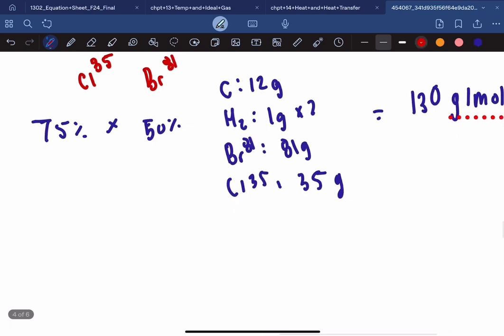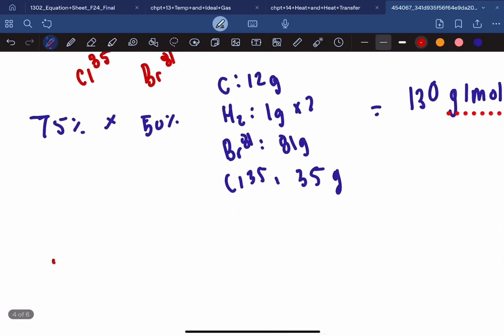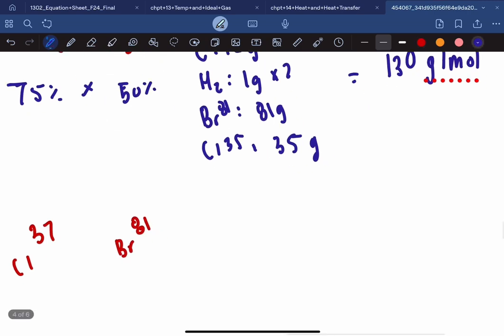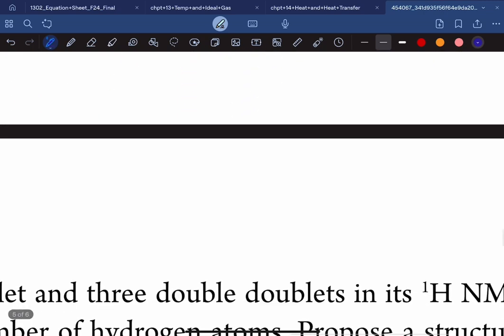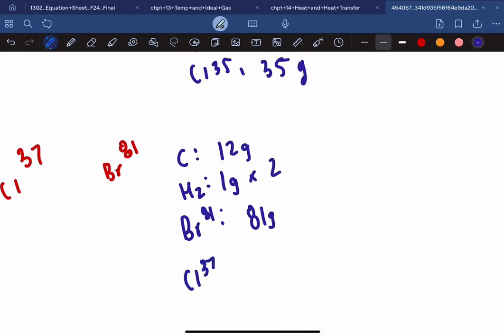And the last isotope we can deal with is 37 chlorine and bromine 81. Let's do the math here real quick. So the structure is the same. Carbon is going to be 12 grams. H2 is going to be 1 gram times 2. Bromine 81 is how many grams? Very good, 81. And then chlorine 37 is how many grams? Thank you, 37 grams. So that's going to equal 132 grams per mole.